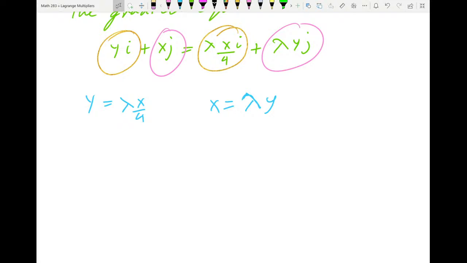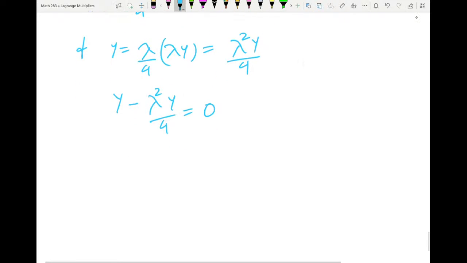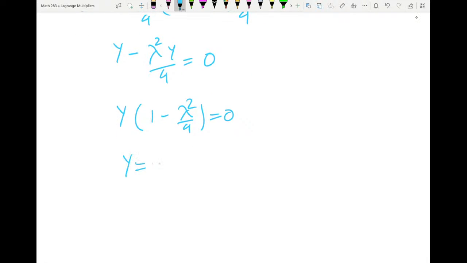All right. So we have that, and from that, what can we get? y equals what? Lambda over 4, and you get lambda y, which is lambda squared over 4. And don't forget the mistake I told you about. So from that, what do you get? y equals 0, and the other one is what? Lambda equals plus or minus 2.